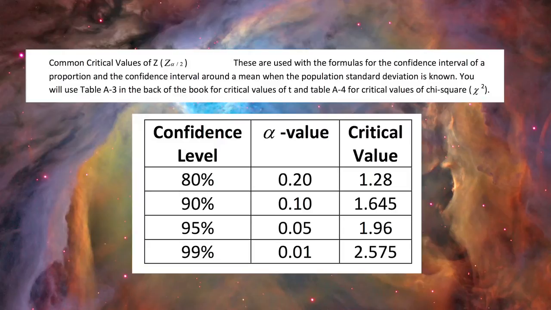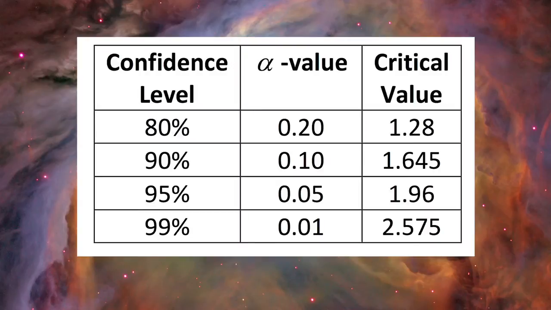critical values of chi-square. So for an 80% confidence interval, it's 1.28, 90% confidence interval, it's 1.645, 95% confidence interval, 1.96, and 99% confidence interval is 2.575. Let's try an example of a confidence interval.